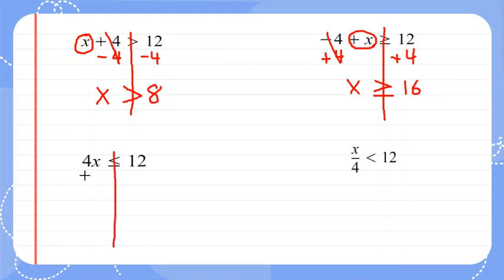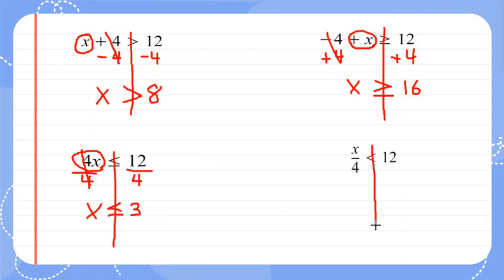Notice in this problem, the number is directly next to the x. It's attached to it. That means multiplication. The inverse of multiplication is division. So I am going to divide by 4 to get rid of the 4 times x. That makes 1 and cancels out. Bring down x, and 12 divided by 4 is 3. My sign is less than or equal to.